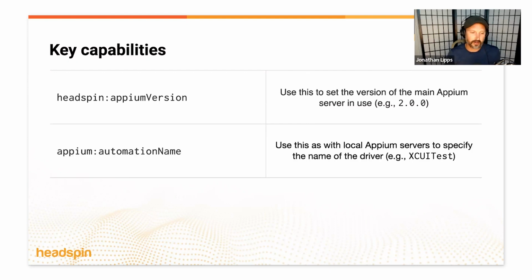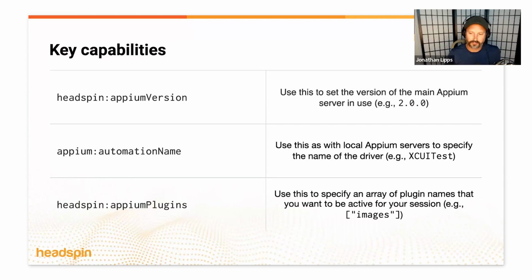And this is also required with local Appium now, but you obviously need to use the automation name capability to let HeadSpin know what sort of platform you want to automate. This isn't different from local Appium in any case.